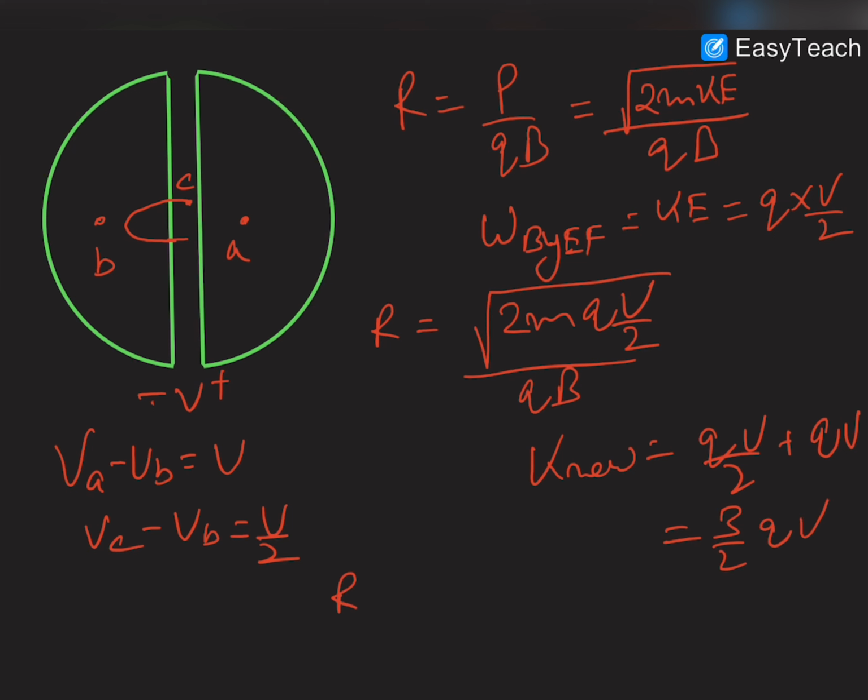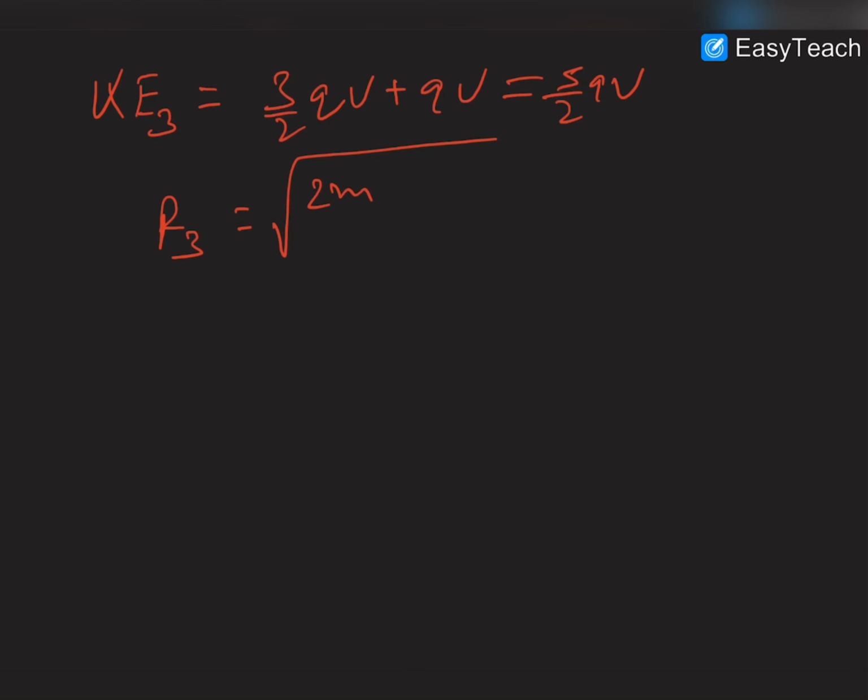So the new radius, this is R1, this is R2. R2 would be under root of 2mQV into 3 by 2, divided by QB. And again, when this particle reappears, its kinetic energy will be 3 by 2 QV plus another QV. So it would be 5 by 2 QV. So the new radius R3 will be under root of 2m QV into 5 by 2, divided by QB.